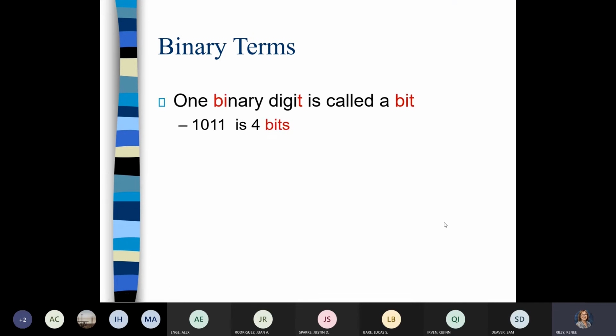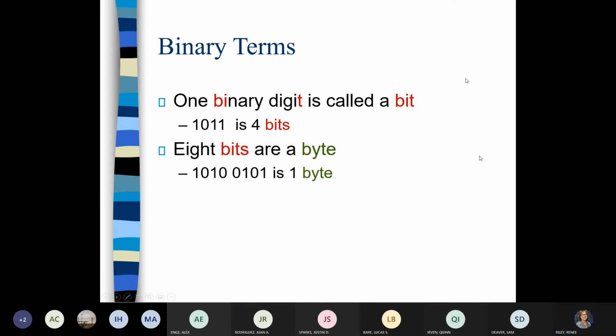Now, some terms, you've probably heard these and you already know what they mean. One binary digit is a bit. So if I have a number 1011 in binary, that is 4 bits. 8 bits are a byte. So this number is 1 byte. It normally takes 1 byte for us to represent 1 character of data. So if I'm going to represent a letter A, it would take me 8 bits, 1 byte.